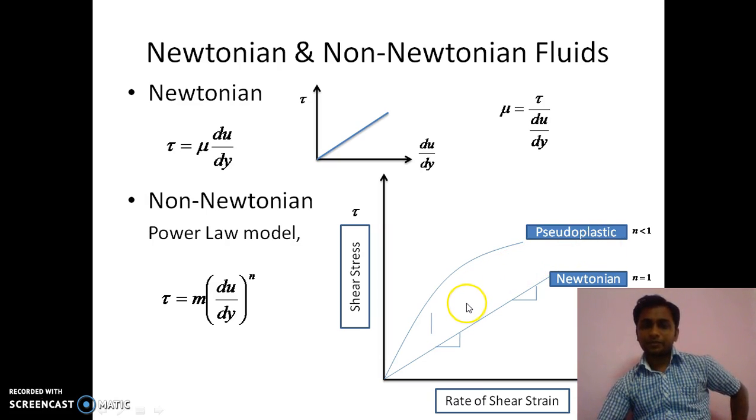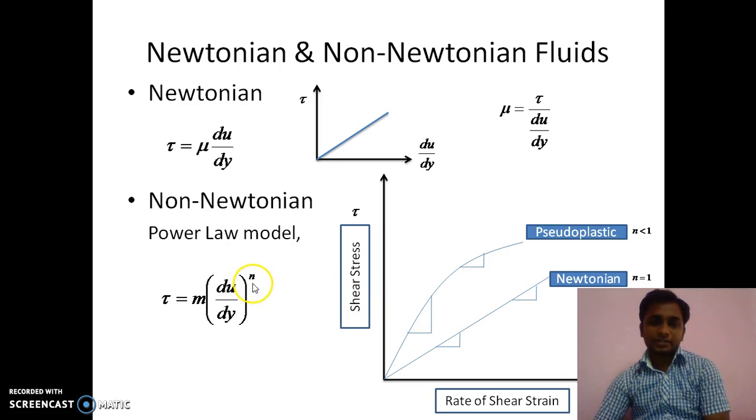Now here again, if we plot the slope triangles at different locations, so here you can plot one slope. At some other location, the slope can be plotted. Here it is clear that the slope is decreasing. It means that mu goes on decreasing when the rate of shear strain is increased.